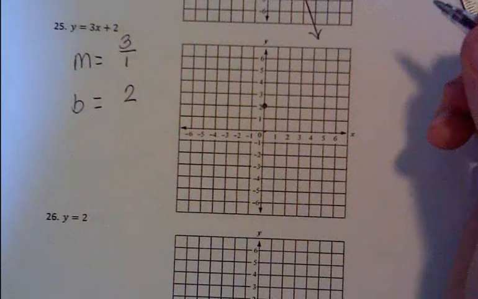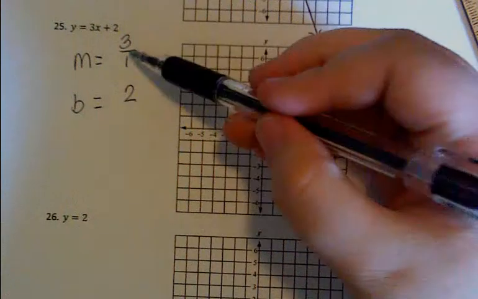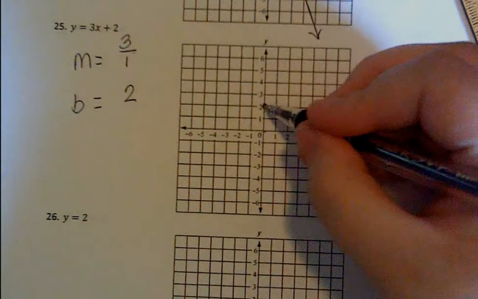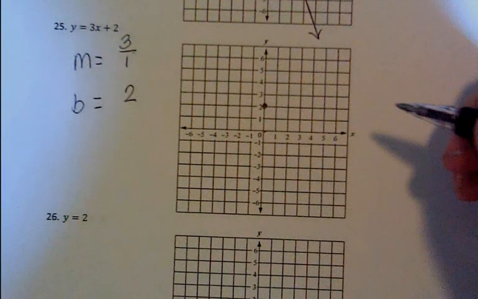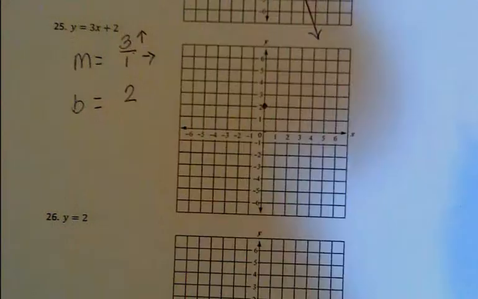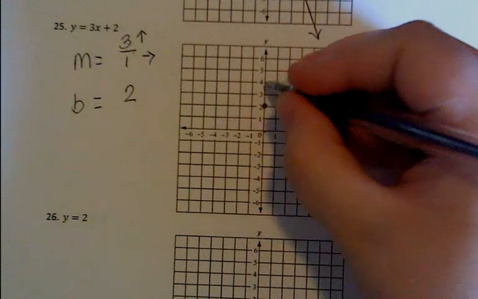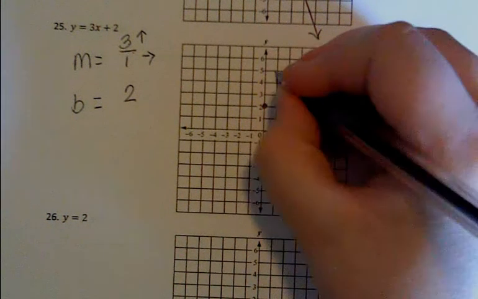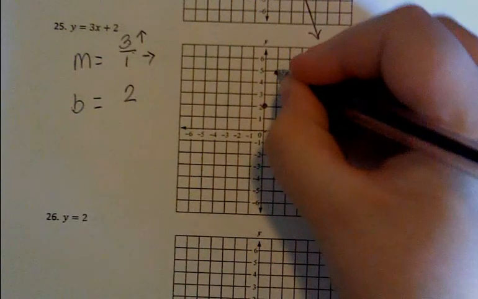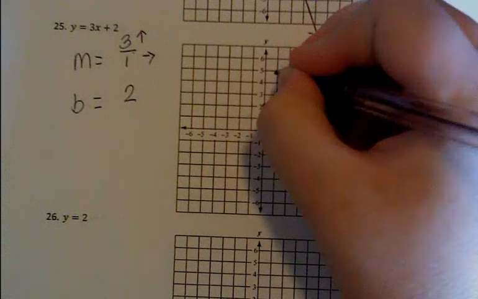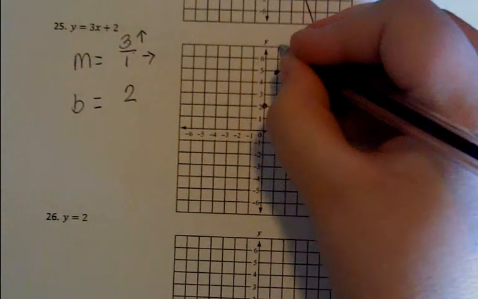Then I plot my slope from my y-intercept 2 times. So I'm going to start here. If my rise is positive, I go up. If my run is positive, I go to the right. I'm going to go up 3 to the right 1. And then if I go up 3, look what happens. 1, 2, I'm now out of space.